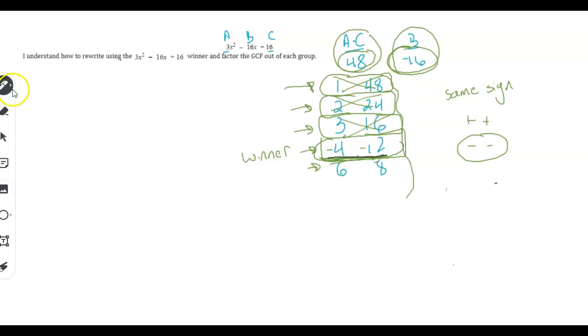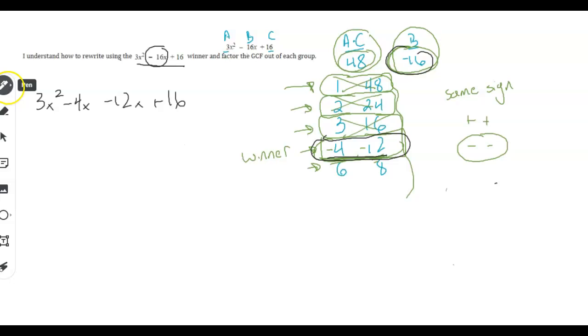So now we need to do the part where we have to rewrite the original expression using our winners. The whole idea is that we're going to rewrite this middle term using the numbers that we found that combine to make that middle term. That's step one. We'll take this 3x squared, and instead of writing 16x, I'm going to use the winners. Negative 4x minus 12x plus 16.